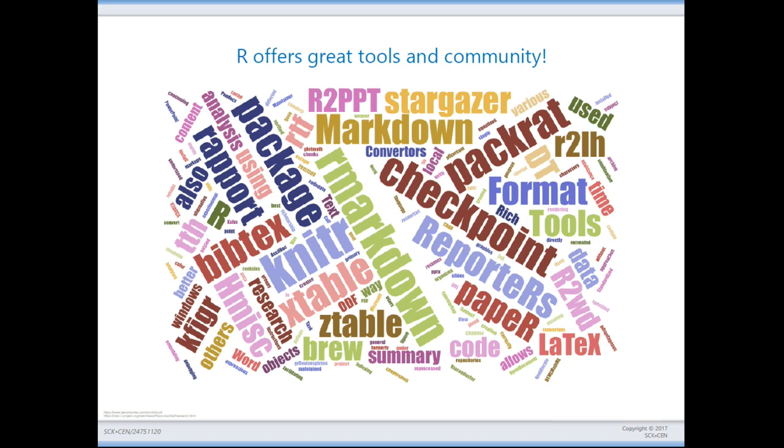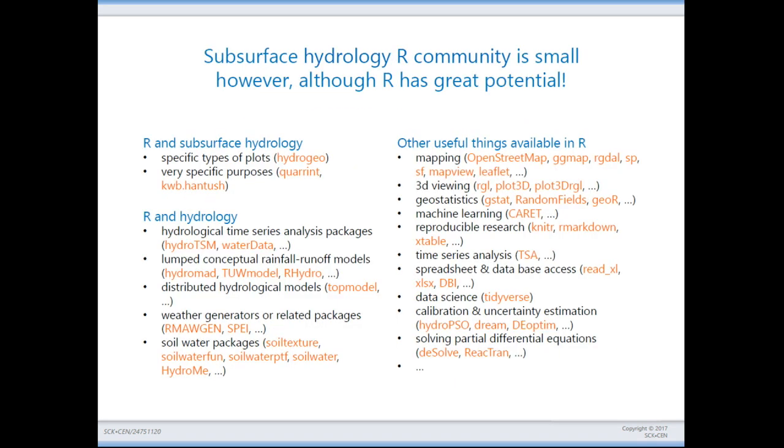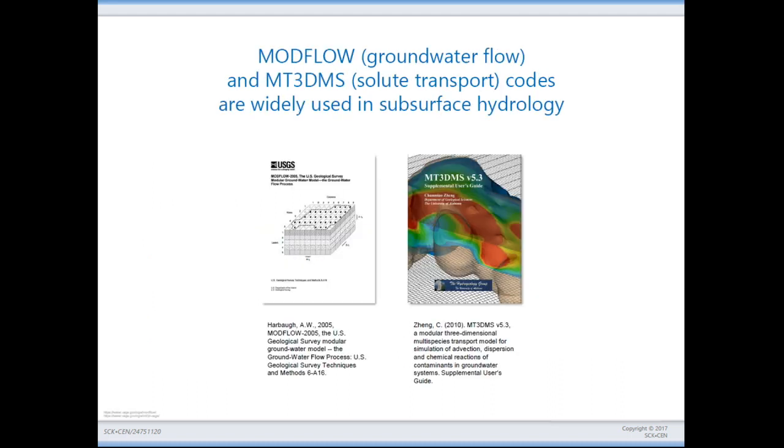Luckily R offers many great tools for doing reproducible research, and a good thing about these tools is that they are basically applicable to any kind of field you're working in, so they also can be used in subsurface hydrology. The downside of R at the moment is that the subsurface hydrological community is rather small, despite the fact that all the reproducible research tools are available, and that R also has a lot of other useful things to offer for subsurface hydrologists.